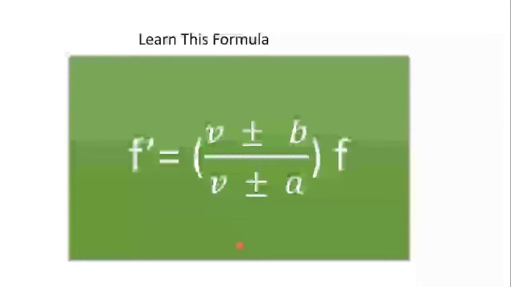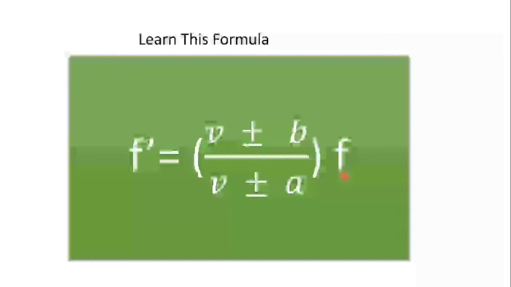The easy method is to learn this formula, that is f dash, the apparent frequency, is equal to bracket v plus minus b upon v plus minus a, bracket close, into f, that is the actual frequency. Now in terms of this plus minus, according to the situation we have, according to the formula we have to generate, the plus minus can vary. But if you can learn this formula, you can do everything regarding the Doppler effect.